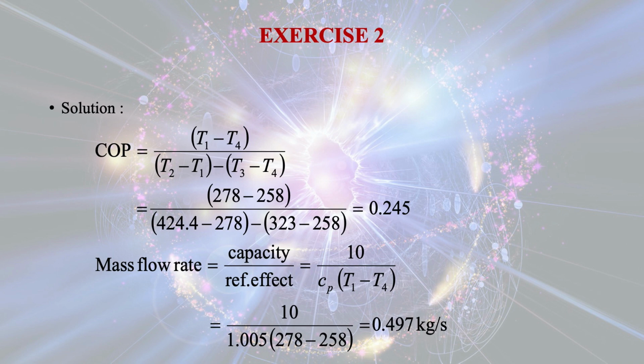Now let us see how we can calculate the mass flow rate. The capacity is equal to mass flow rate multiplied by refrigerating effect. So mass flow rate is equal to capacity divided by refrigerating effect. Capacity is given, that is 10 kilowatt, divided by the refrigerating effect, that is Cp multiplied by T1 minus T4. T1 is known, T4 is known, and Cp is known, 1.005, because the value of Cp is given for this particular problem. So mass flow rate is equal to 0.497 kilojoule per second.